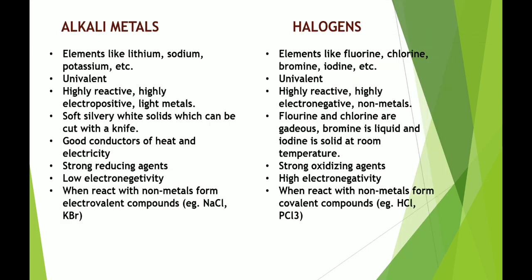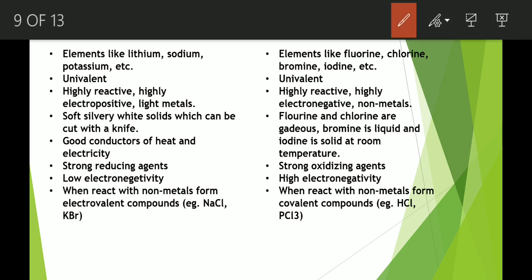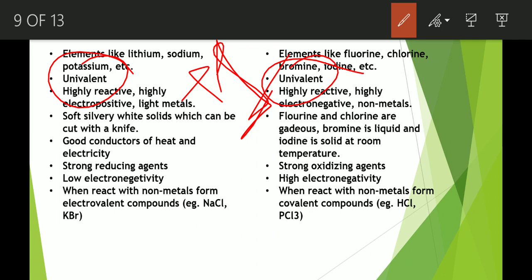Now, we will study some basic properties of alkali metals and halogens. What are the common elements present in group 1? Like lithium, sodium, potassium, etc. And in group 17, fluorine, chlorine, bromine, iodine, all these elements are present. Now both alkali metals and halogens are univalent. That means they have a valency of 1.